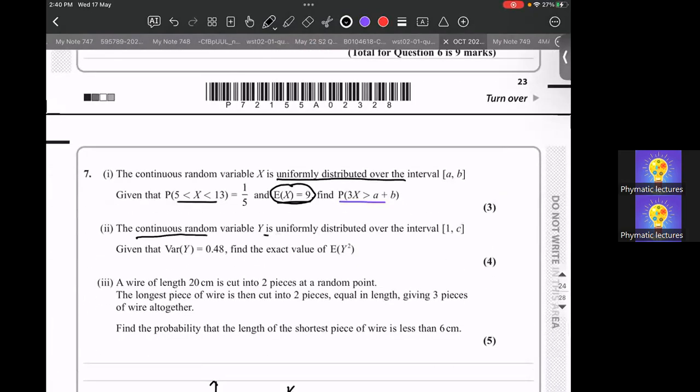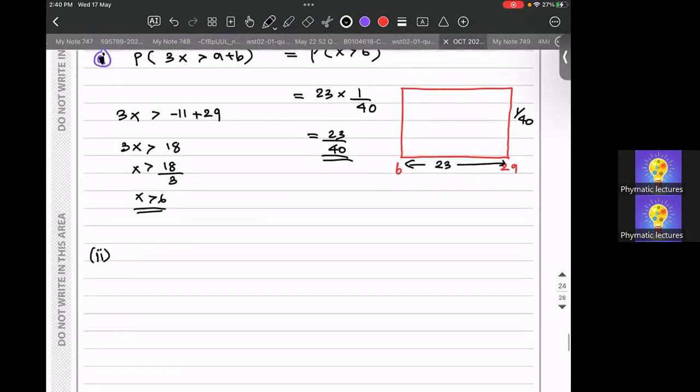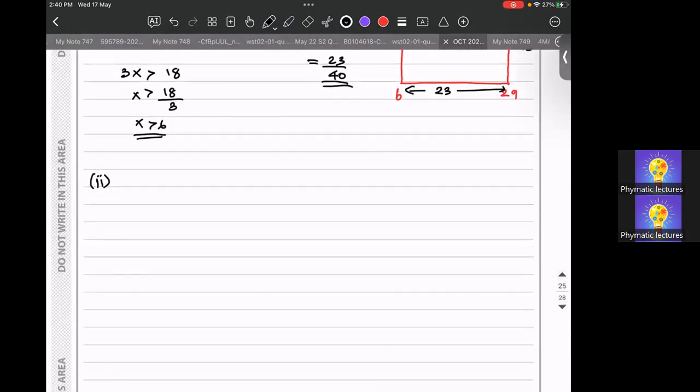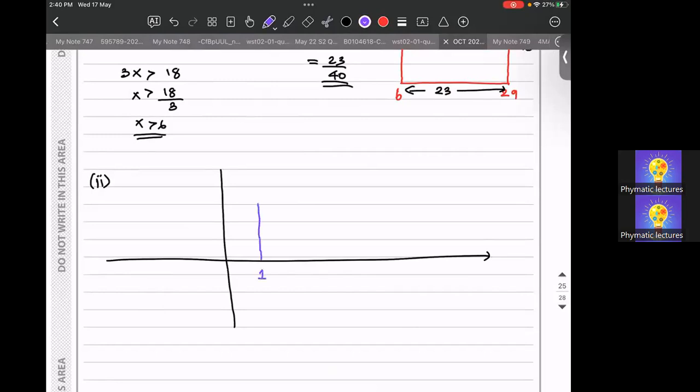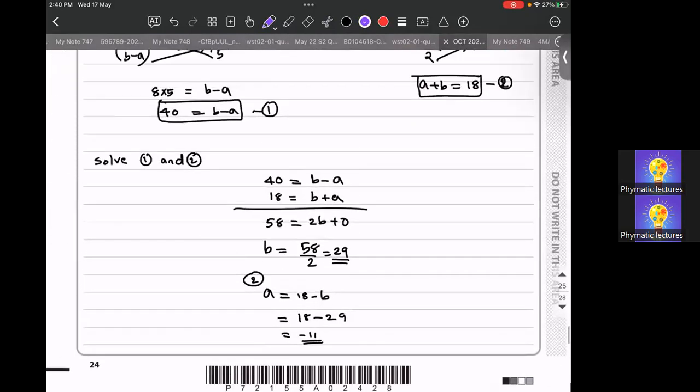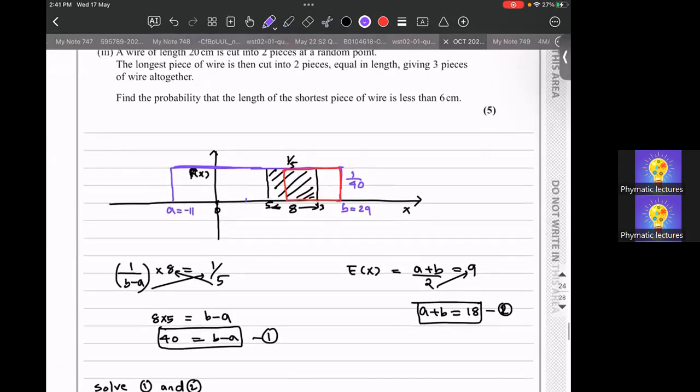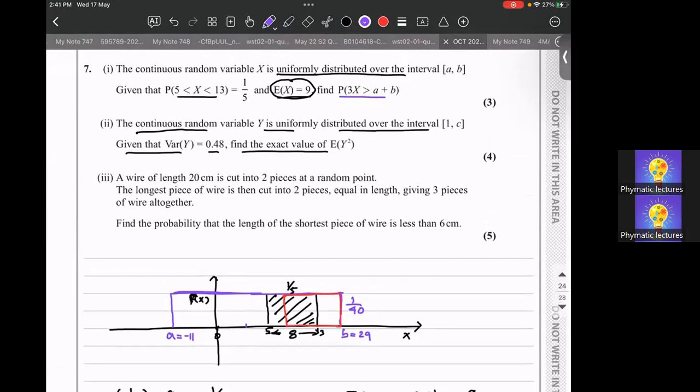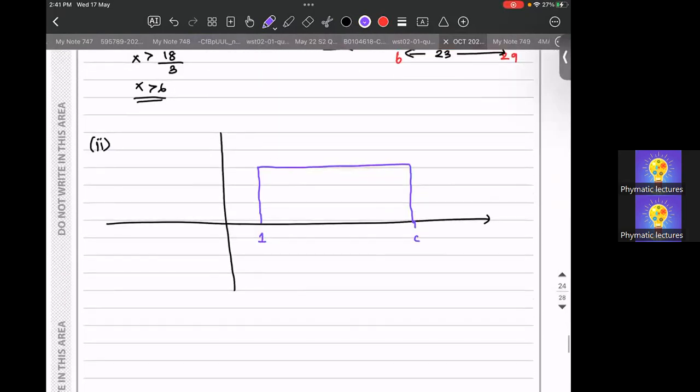The continuous random variable y is uniformly distributed over the interval 1, c. Given that the variance is 0.48, find the exact value of E of y square. Yes. So here, again, we will draw a rough sketch. It is defined from 1 to c. The variance of this is 0.48. So this is variable y.